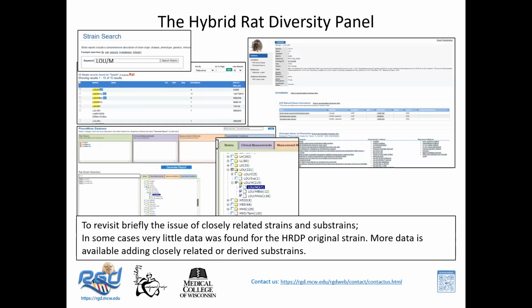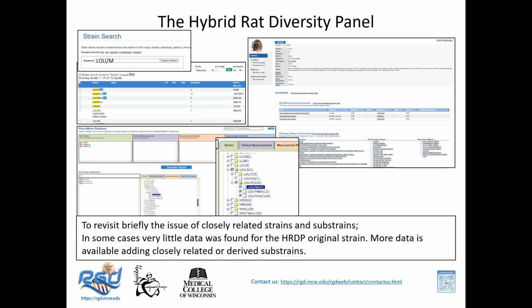For a second, I'd like to revisit the issue of closely related strains and substrains. In some cases, very little data was found for the HRDP original strain. Curators spent the better part of a year searching the literature for quantitative phenotype data for the HRDP and HS founder inbred strains. And in some cases, we didn't find much. More data can be found at RGD by including closely related or derived substrains.